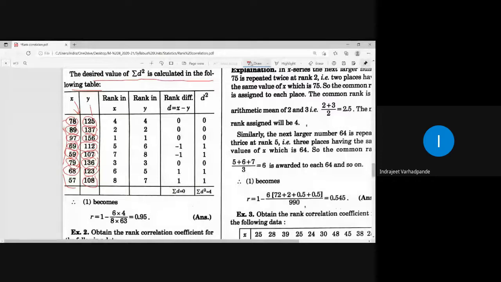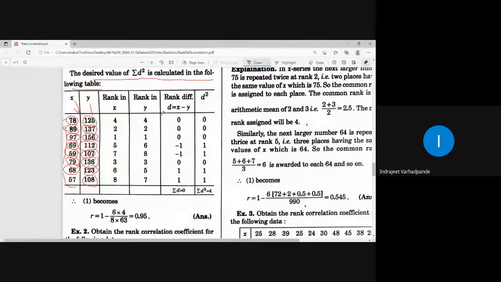Once you obtain the ranks in the columns of x as well as y, termed xi and yi, take the difference between the two. The difference di is xi minus yi. 4 minus 4 is 0. 2 minus 2 is 0. 1 minus 1 is 0. 5 minus 6 is minus 1. 7 minus 8 is minus 1. 3 minus 3 is 0. 6 minus 5 is 1. 8 minus 7 is 1.